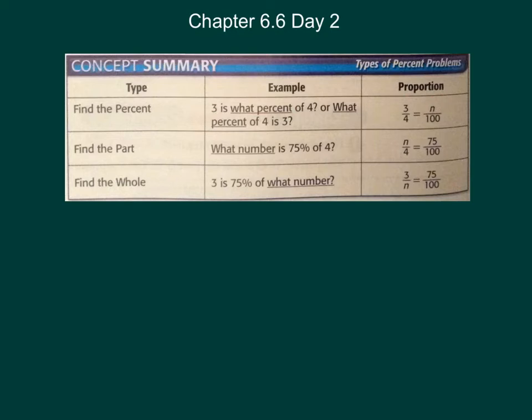The second type of problem asks you to find the part. So what number is 75% of 4? Right off, they give you a percent, so you can fill in the right-hand side, 75%. "Of 4" means 4 is on the bottom, and that only leaves one thing for our unknown number.